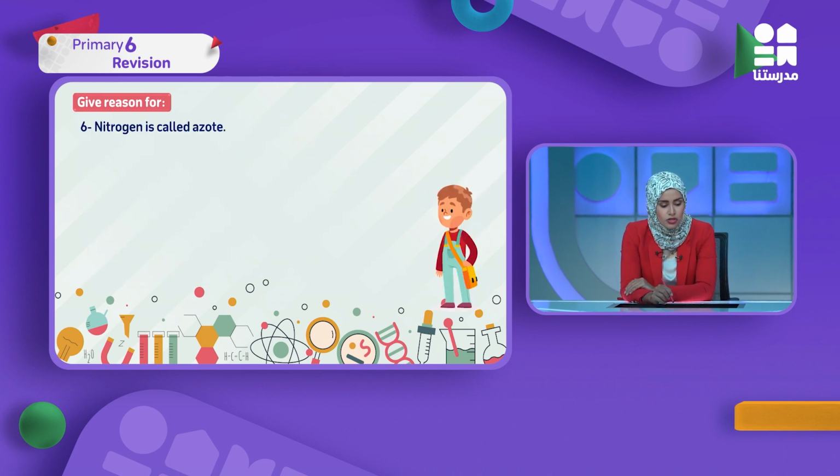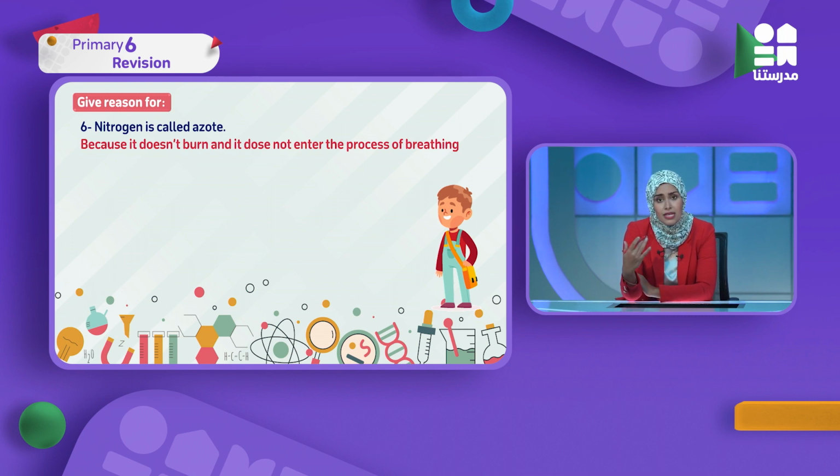Question number 6, nitrogen is called azote. Azote means lifeless gas. And this is the only gas that has a nickname, so you must memorize it very well. Because it doesn't burn and it doesn't enter in the process of breathing. Oxygen and carbon dioxide are related to breathing, related to life, but nitrogen is not related to life. Okay? So nitrogen is called azote as it doesn't burn and it doesn't enter the process of breathing. It has no relation at all to life or breathing.